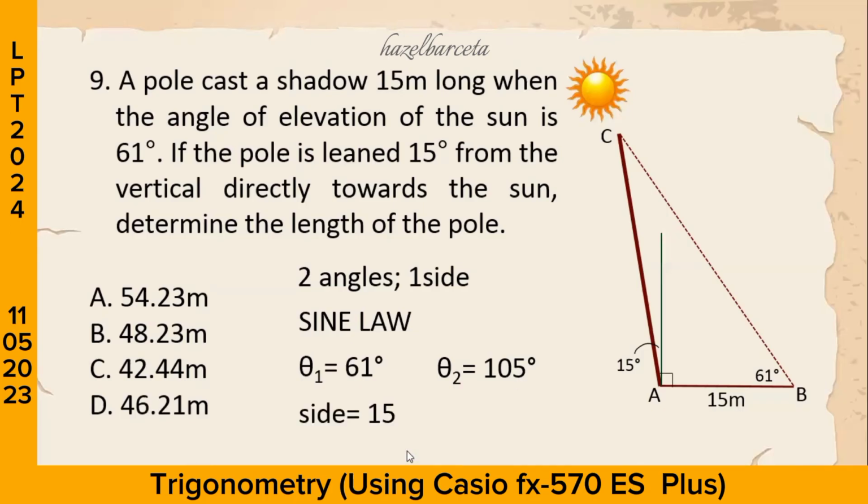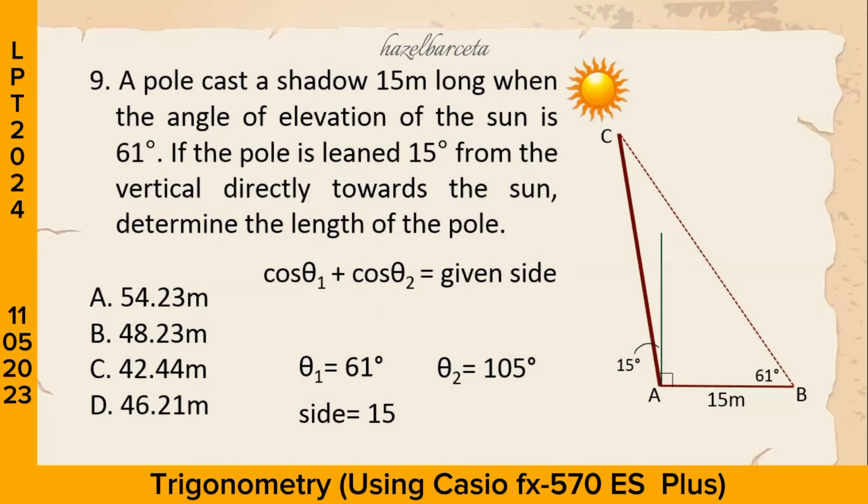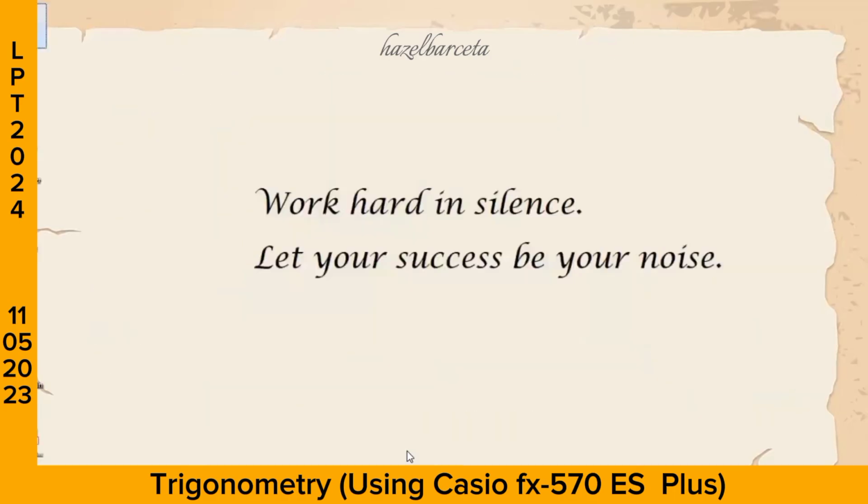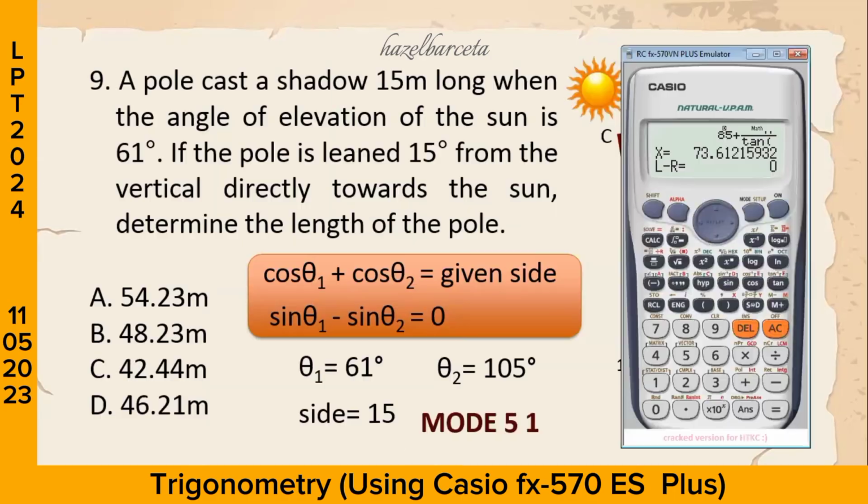We will use the calculator techniques, okay? So, this is the formula. Cosine theta 1 plus cosine theta 2 is equal to the given side. Sine theta 1 minus sine theta 2 is equal to 0. So, let's tandaan po natin ito. Okay, so this is sine law using calculator. Okay, so mag-i-input lang po tayo dyan and we will use mode 5.1. Okay, let's get our calculator.